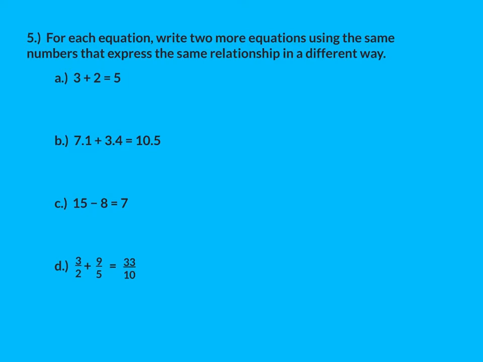For each equation, we're going to write 2 more equations using the same numbers that express the same exact relationship. Oh, this is easy. We did this in the beginning of the chapter. So the first thing I can do for all of these, of course, is to switch the order of those first 2 numbers. I just said switch the numbers. So what I meant was 2 plus 3 equals 5. 3.4 plus 7.1 equals 10.5. I am sure that you could have done this back when you were in first grade, because it really is that obvious.